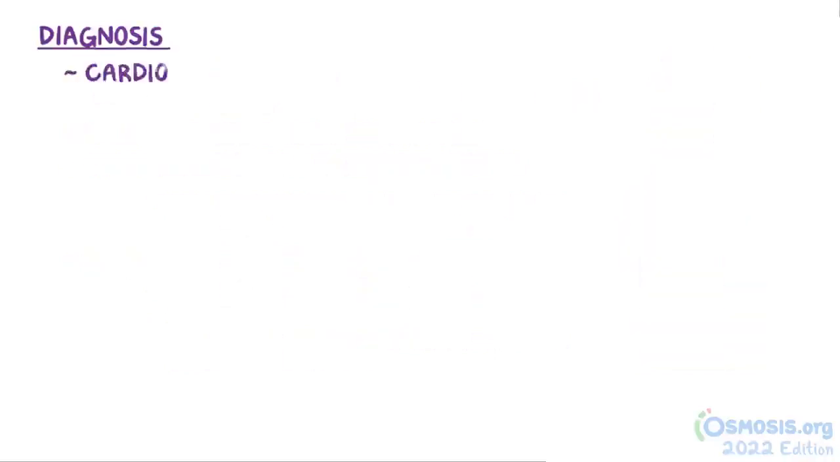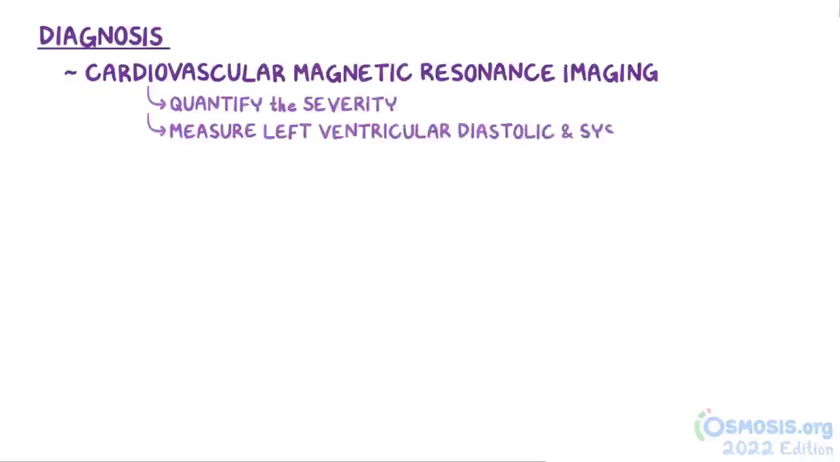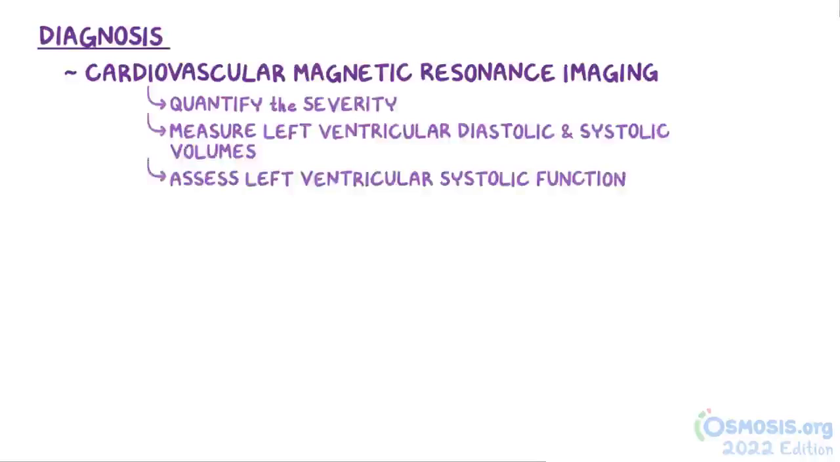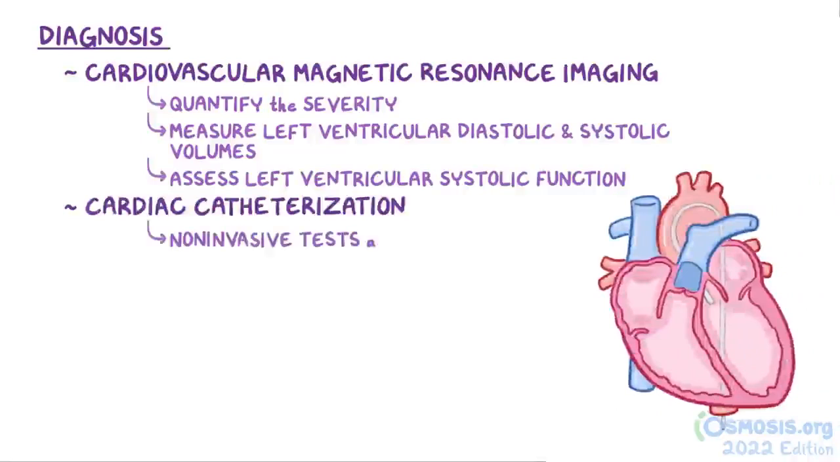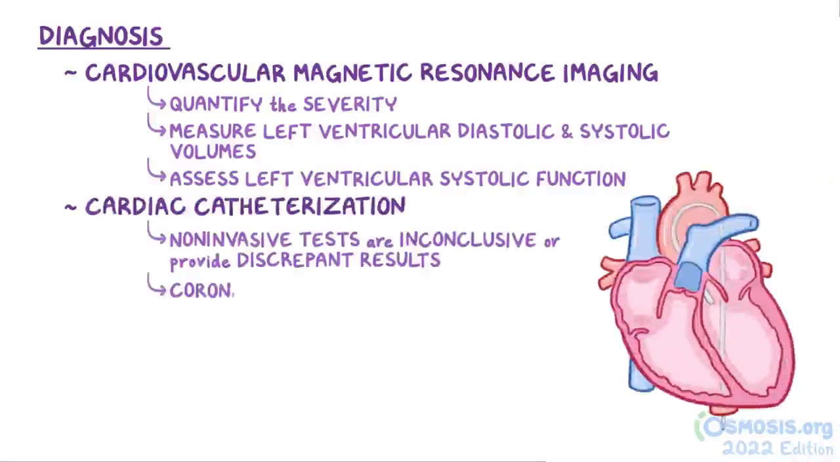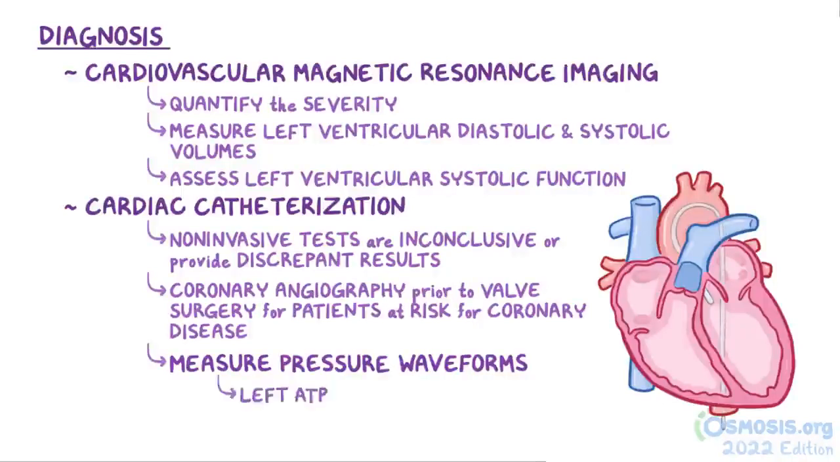In some cases, cardiovascular magnetic resonance imaging may be indicated to quantify the severity, measure left ventricular diastolic and systolic volumes, and assess left ventricular systolic function. And as a last resort, cardiac catheterization is indicated when non-invasive tests are inconclusive or provide discrepant results, or for coronary angiography prior to valve surgery in patients at risk for coronary disease. Cardiac catheterization allows you to measure pressure waveforms, which are indirect measurements of the left atrial pressure.